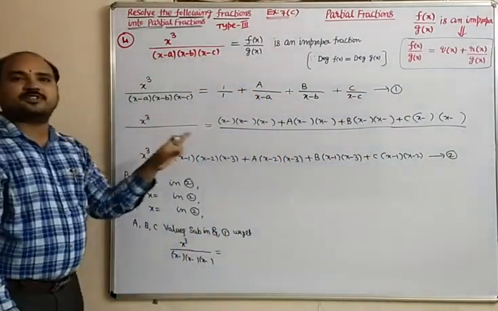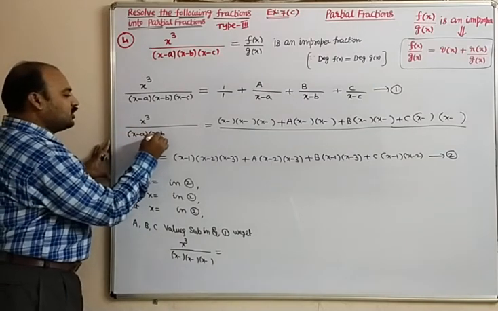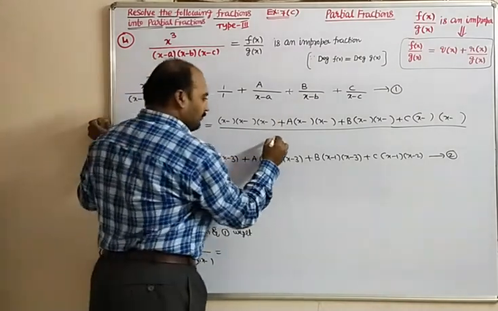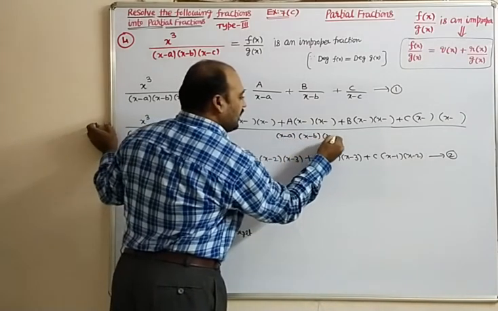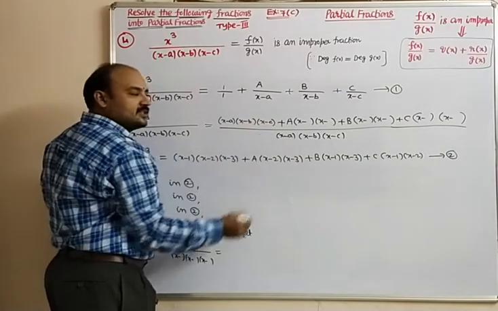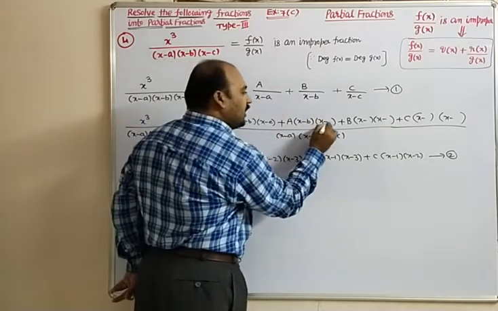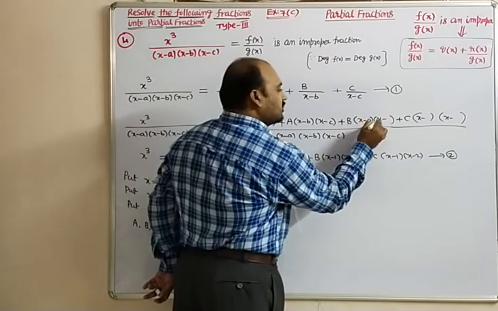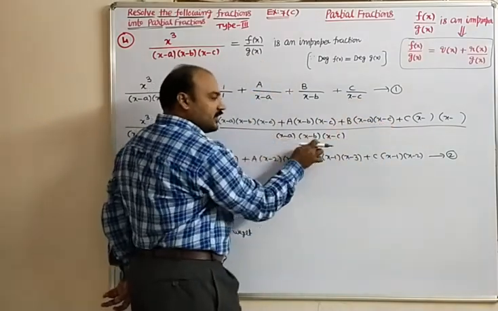After that, the general procedure: x cube divided by (x minus a)(x minus b)(x minus c) equals the partial fractions. After taking the LCM, (x minus a)(x minus b)(x minus c): in the first term, x minus a gets cancelled, leaving capital A into (x minus b)(x minus c). In the second term, x minus b gets cancelled, leaving B into (x minus a)(x minus c). Here x minus c gets cancelled, leaving C into (x minus a)(x minus b).